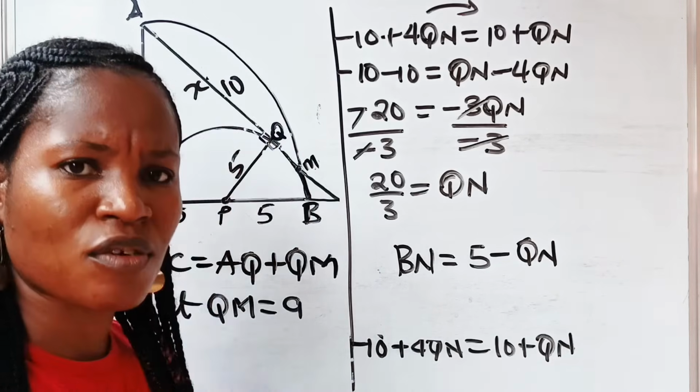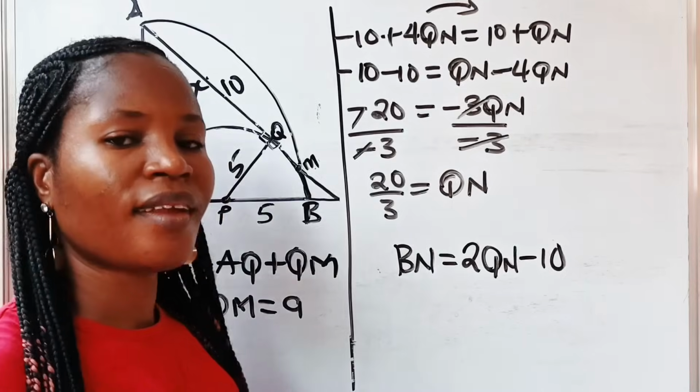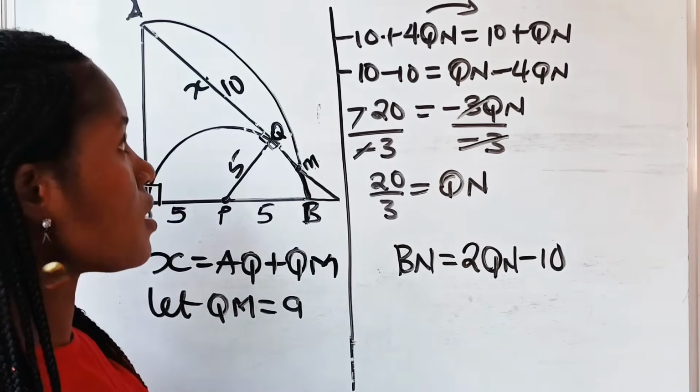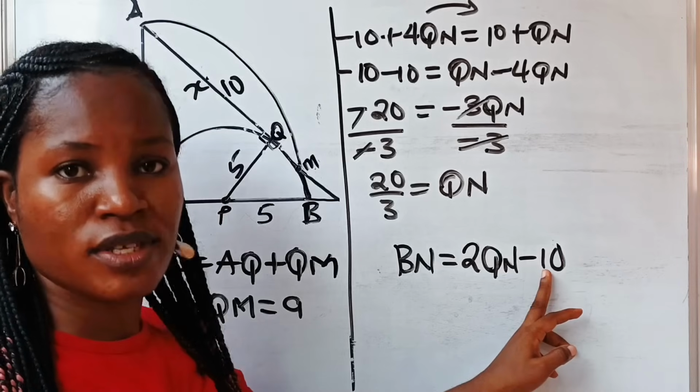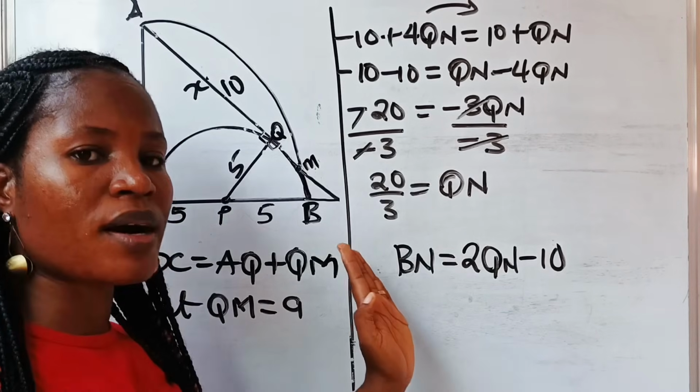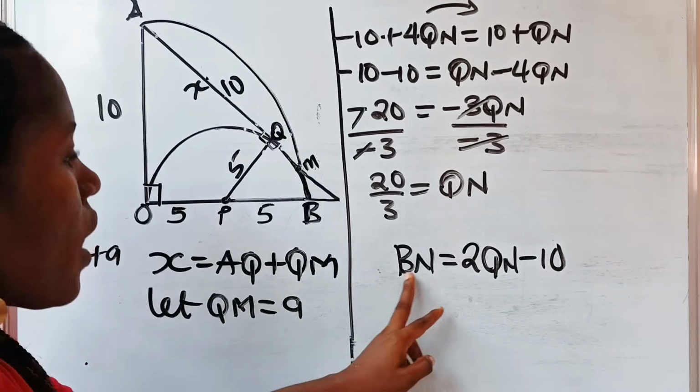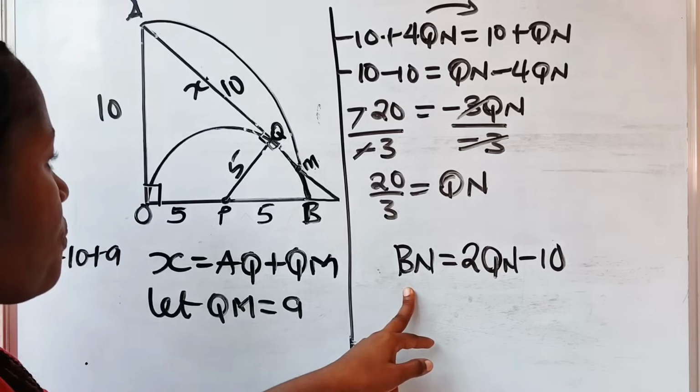Please permit me to get that from my book. Yeah, I'm sorry about that. We erased it and there's no way I can remember what we got. But we got bn to be 2qn minus 10, right? Yeah, if you go back in the video, you're going to see that. So we are going to use this to get our bn, all right?